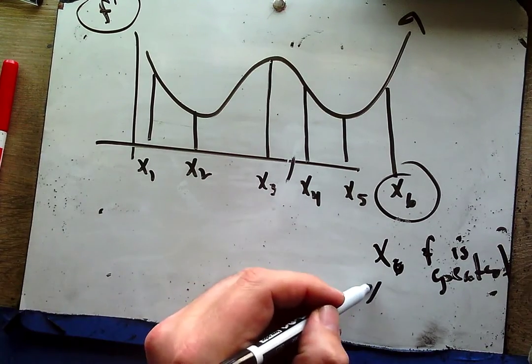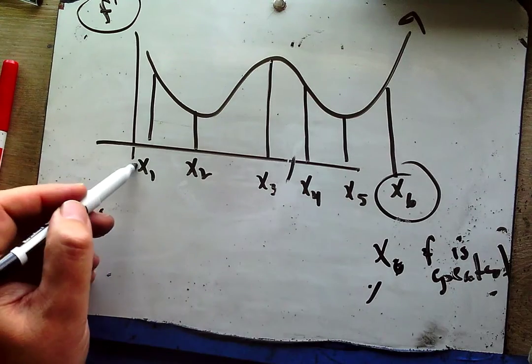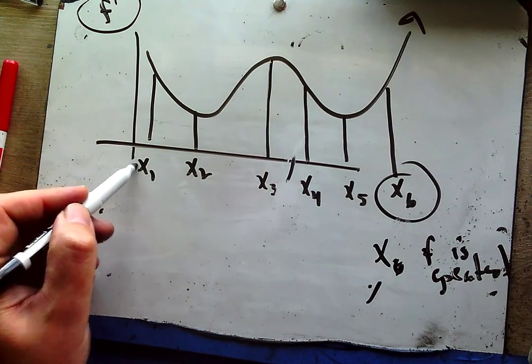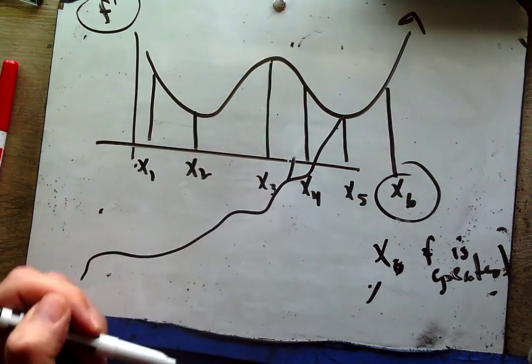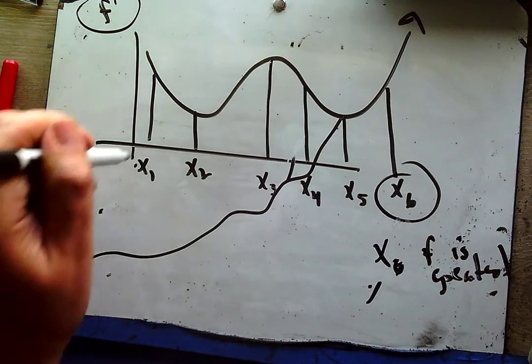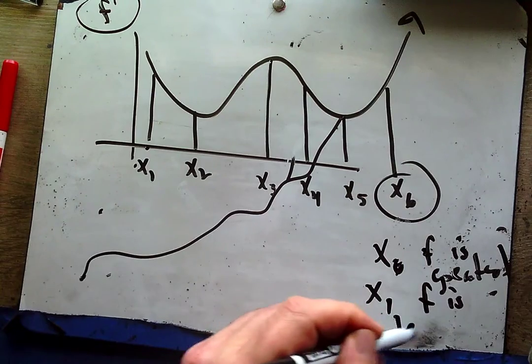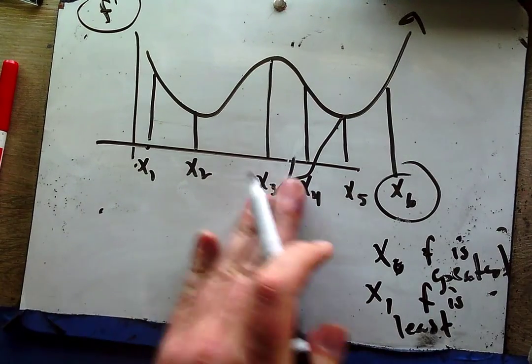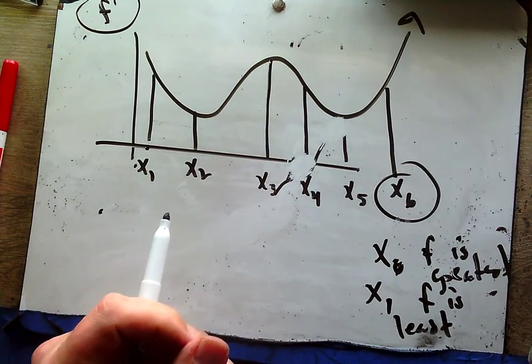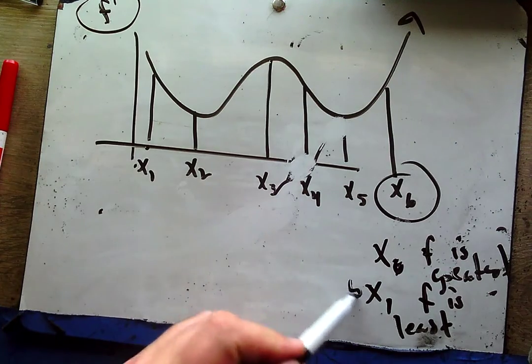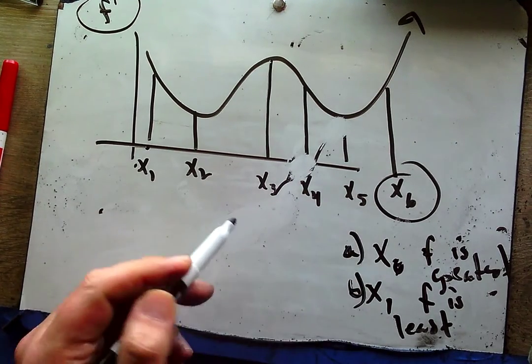So where is f least? Well, f has to be the least over here, because this function was increasing, increasing, increasing. So over here, our first point, x sub 1, that's where f is least. Okay? All right. Next. That was part B. That was part A.